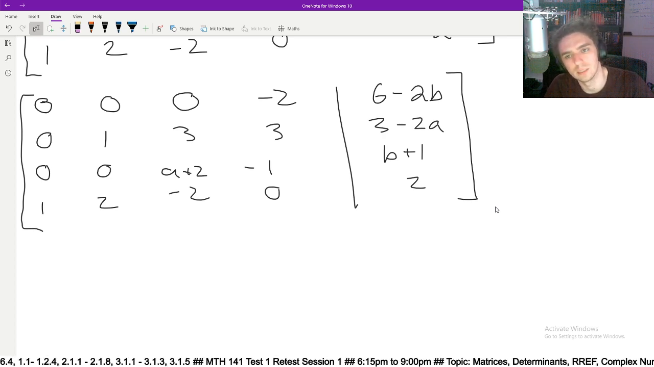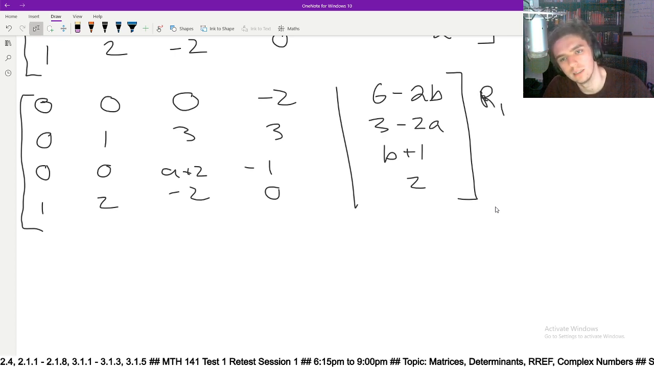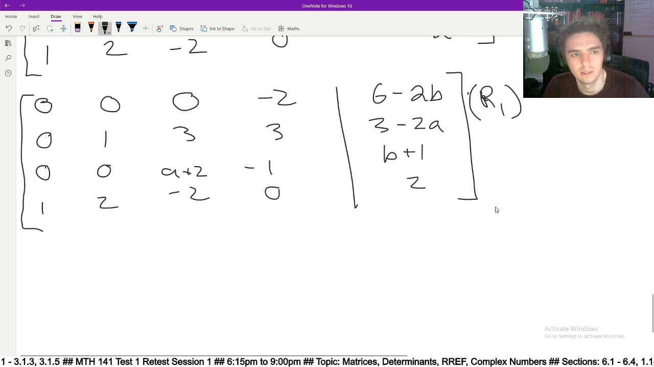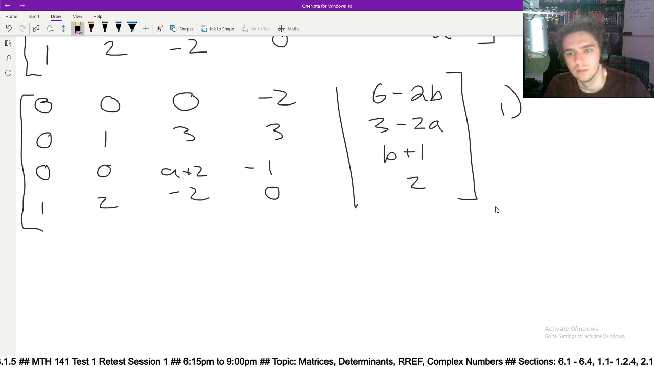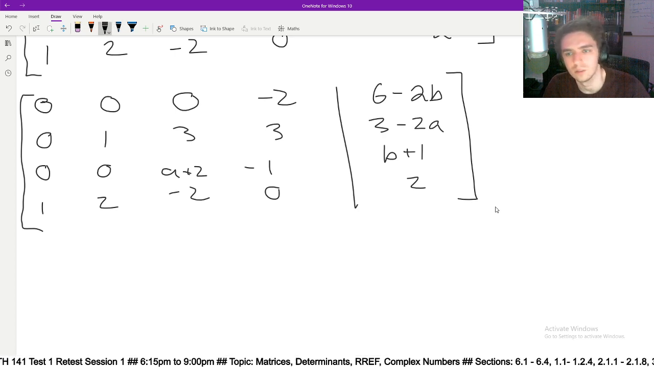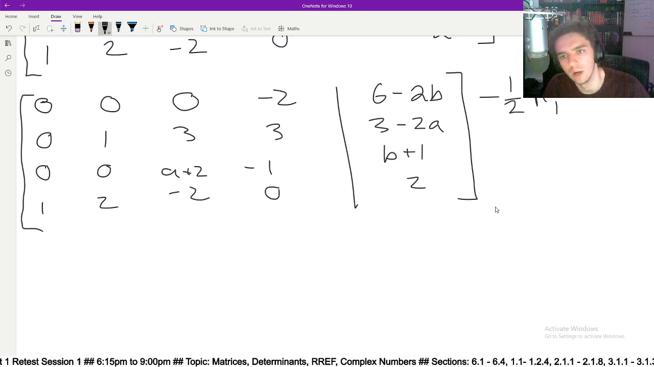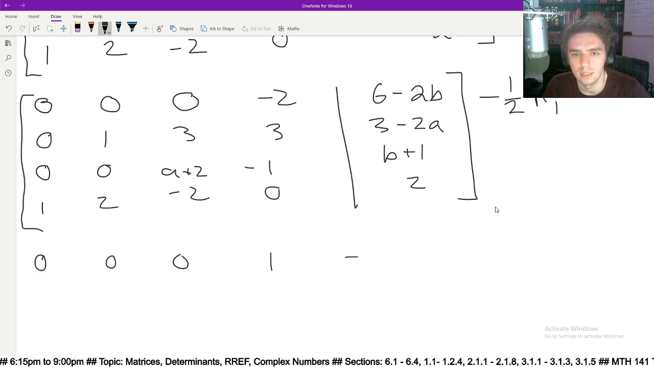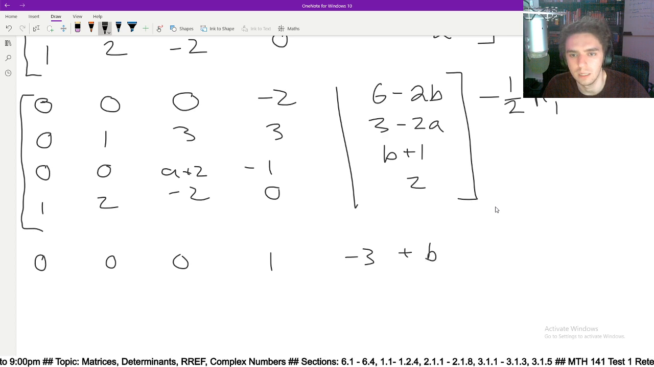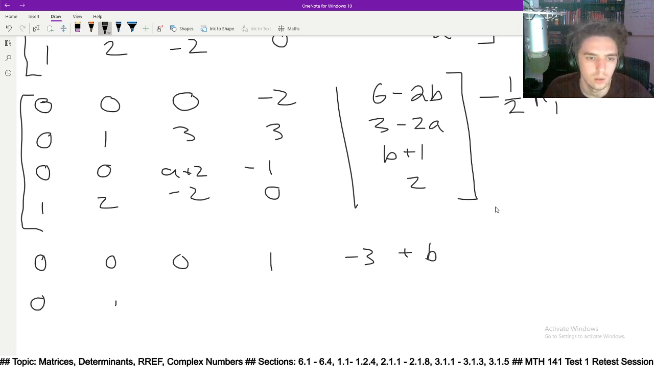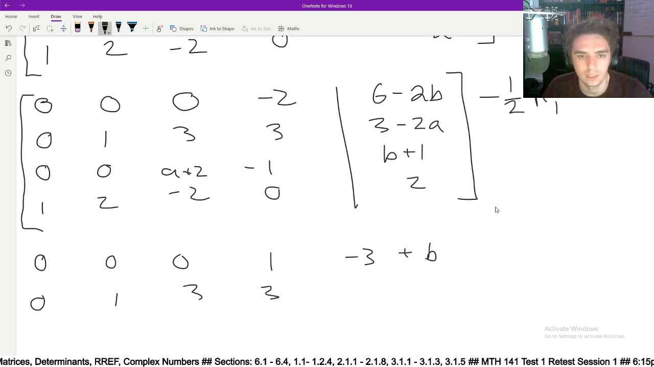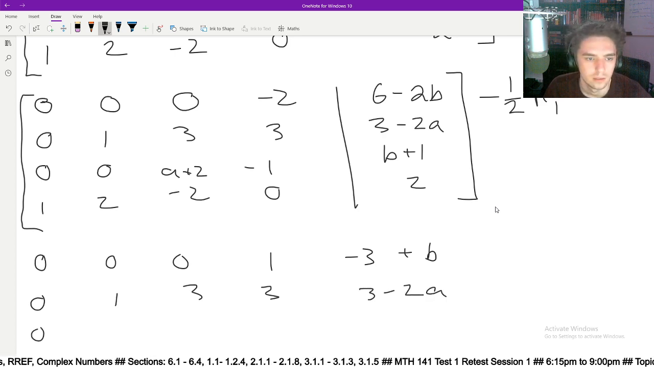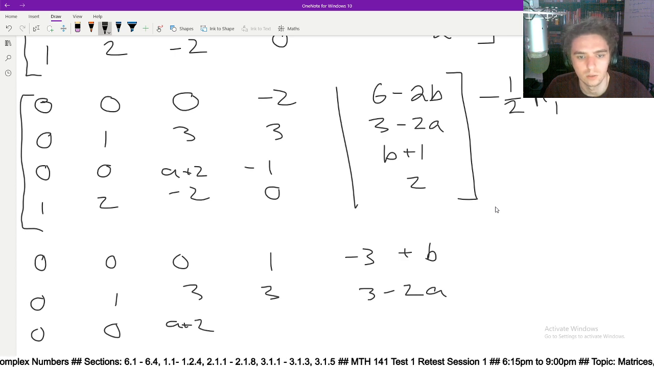Row 1 times, so row 1, I'll write it like that. No, that's a bad way to write it. So negative a half row 1. And so this is going to be 0, 0, 0, 1, negative 3 plus b, 0, 1, 3, 3, 3 minus 2a, 0, 0, a plus 2.